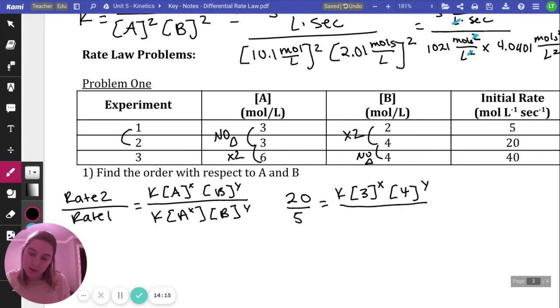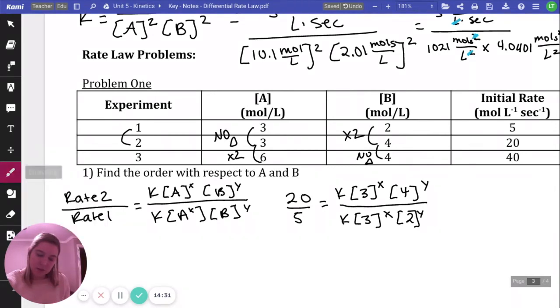And then plug in our values for the first rate as well. K times my rate concentration of A is 3 to the X. And then concentration of B is 2 to the Y. All right, so then we can start canceling out like terms. So K on top and K on bottom will cancel out. And then we have 3 to the X and 3 to the X. And those are the same, so those will cancel out as well.